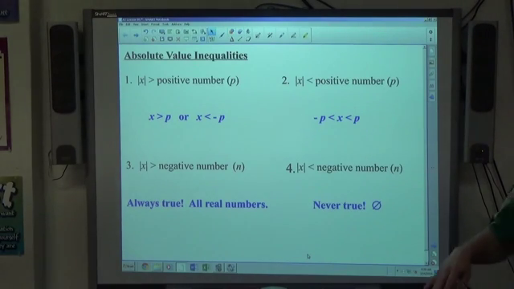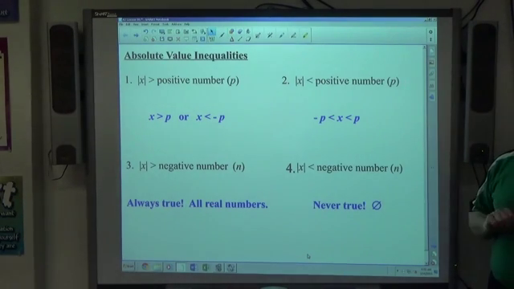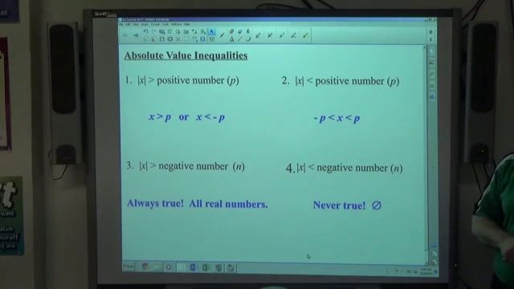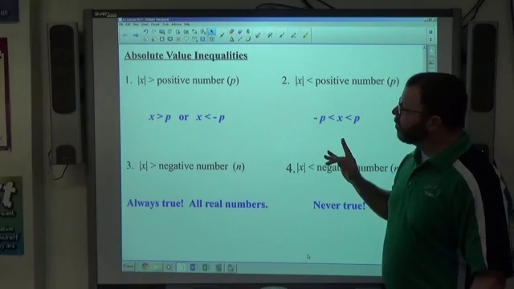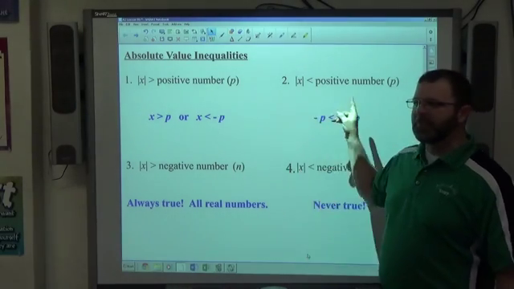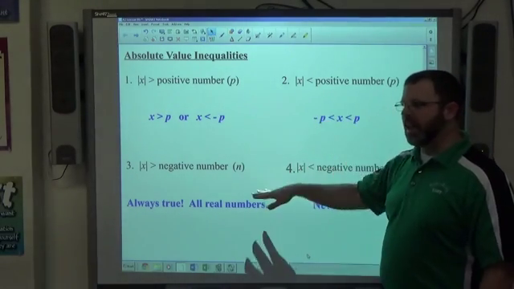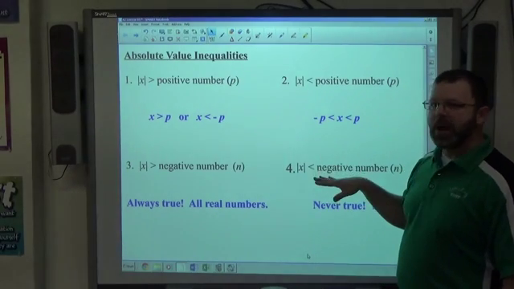Okay, on the yellow sheet of paper I passed out to you, I've given you the 4 scenarios of what can happen if you have an absolute value within an inequality problem. First one and the second one are the ones that actually matter a lot. The last two are more trivial, but they do happen sometimes.